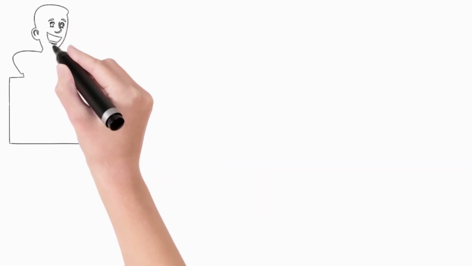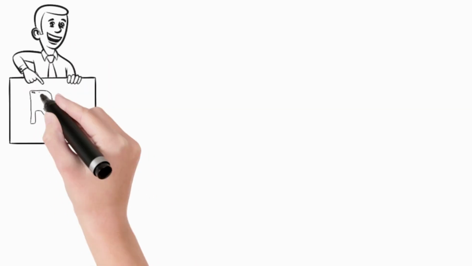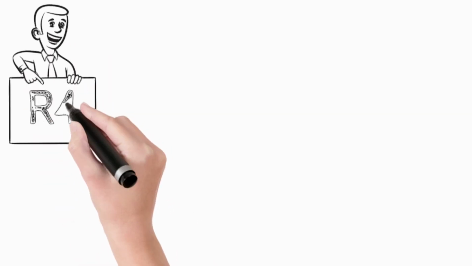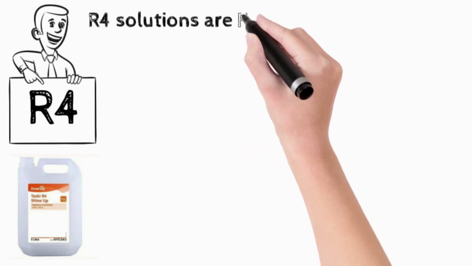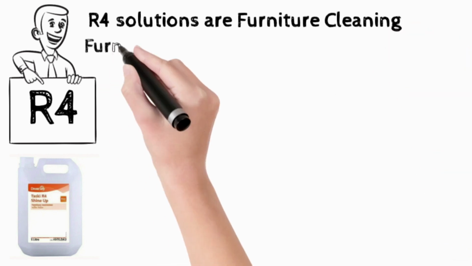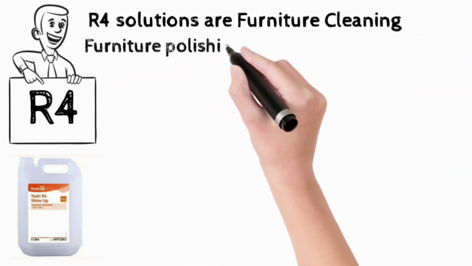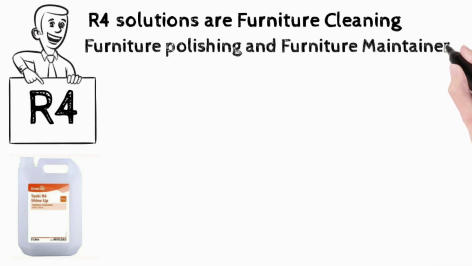R4. What is R4? R4 solutions are furniture cleaner, furniture polish and furniture maintainer. These solutions are used to clean wooden materials like chairs, tables, other furniture and wooden displays in the hotel. How to use this R4? The container shown has concentrated liquid. To dilute and use, we have to follow the measurements below.